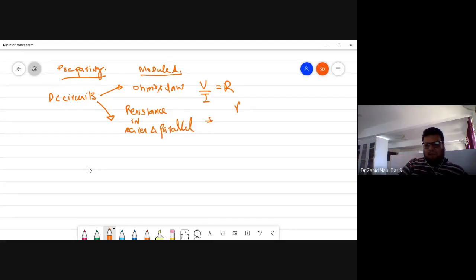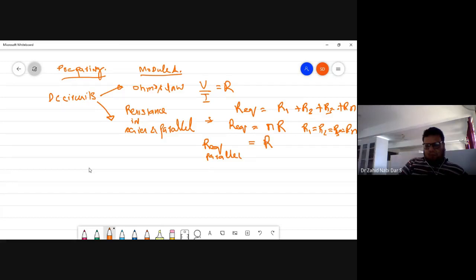If it is in series, R equivalent would be equal to the sum R1 plus R2 plus R3 plus up to Rn. Suppose you have n resistances connected in series, what would be the R equivalent? It would be equal to n into R, only if R1 equals R2 equals R3 equals Rn. Now suppose the same thing for a parallel network, with n resistances connected in parallel. At that time, what would be your R value?